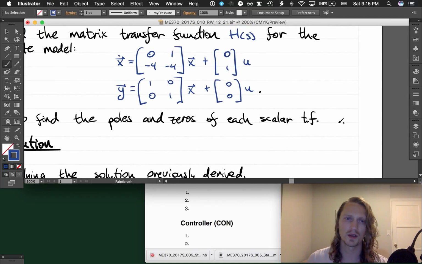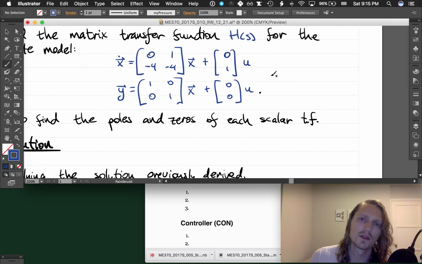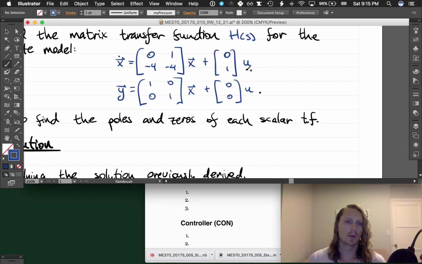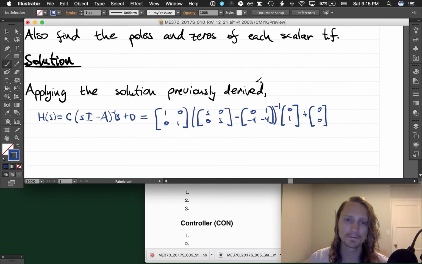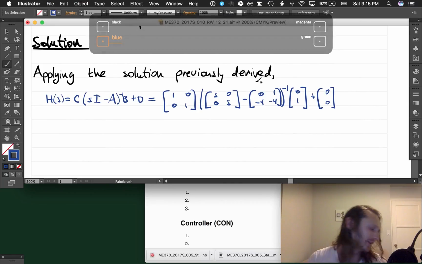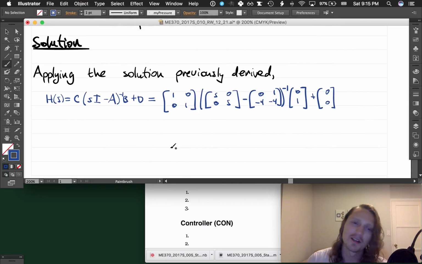So notice this is a single input. U is a single quantity, a scalar, and multiple output. How many outputs? That's right, I heard you. 2 outputs. Excellent work. So let's go ahead and use the next line to continue.